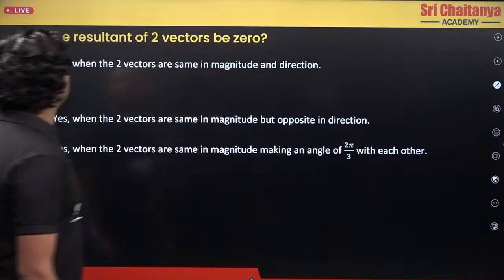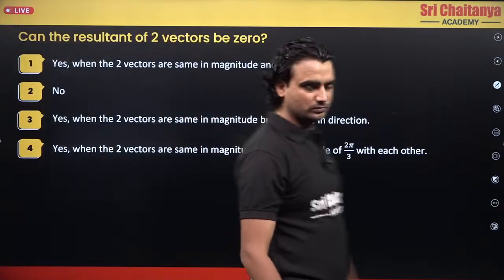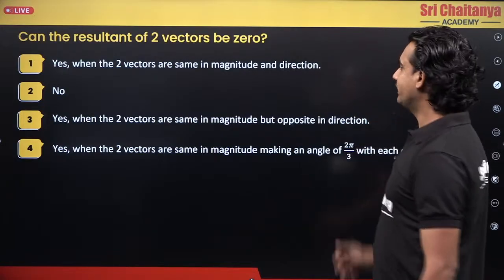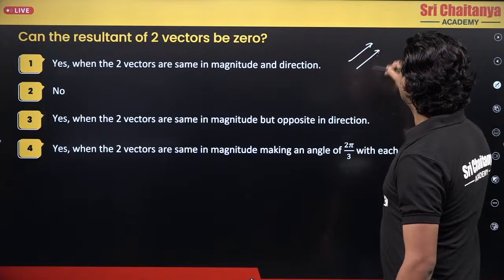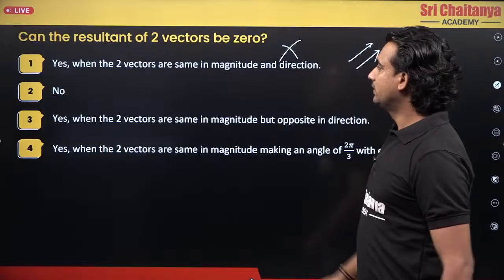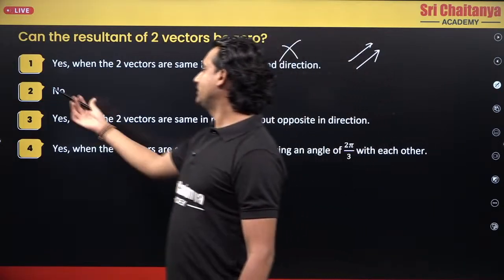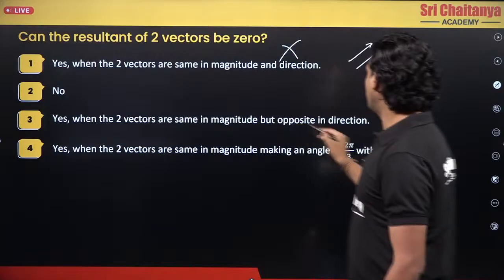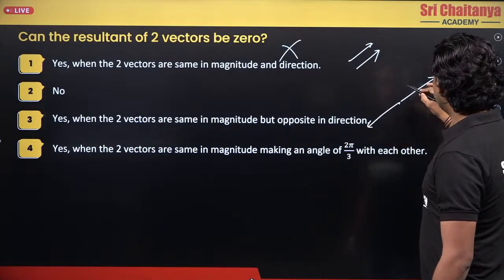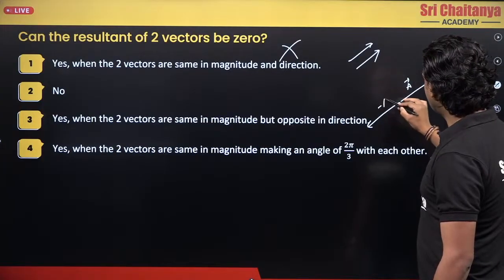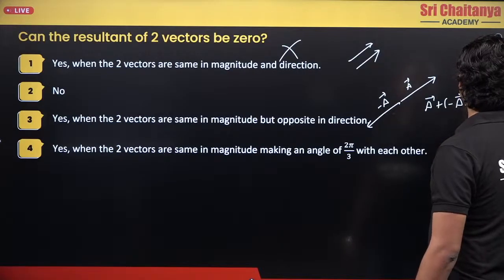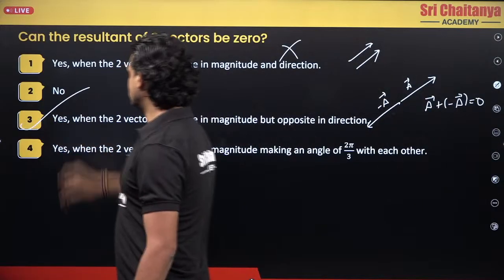Next, okay, so let's try to solve this: can the resultant of two vectors be 0? Okay, so the first option is yes, when the two vectors are the same in magnitude and direction, right? So let's suppose I have two vectors, vector a and vector b, and both are the same in magnitude and same in direction. Can it be 0? No, right? Then it is directly saying no. Let's check. Yes, when the two vectors are the same in magnitude but opposite in direction. Basically it's trying to say that one vector is like this and the other vector is like this, right? Correct. So if this is a vector, this will be minus a vector, and the resultant of them will be a plus minus a, and that will be equal to 0. So I can say the third option is my correct answer.